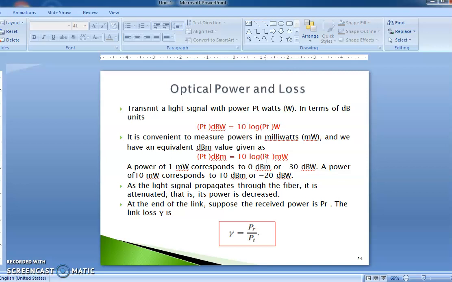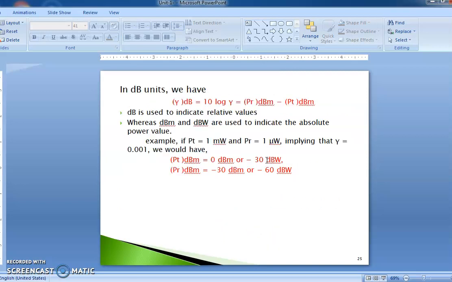As the light signal propagates through the fiber, it is attenuated or lost, that is, the power decreases. At the end of the link, suppose the received power is PR. The link loss is represented by gamma and is given by γ = PR/PT. In decibel units, the loss γ = 10 log γ is equal to the received power in dBm minus the transmitted power in dBm.